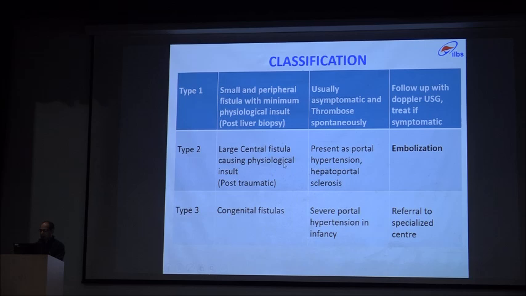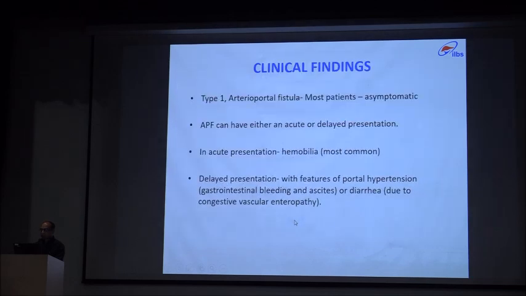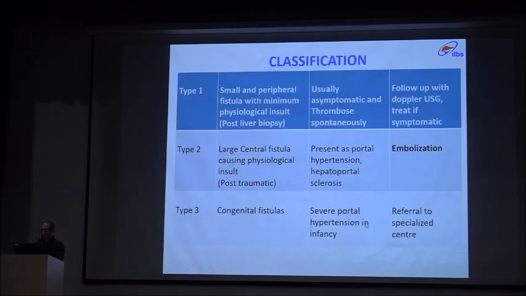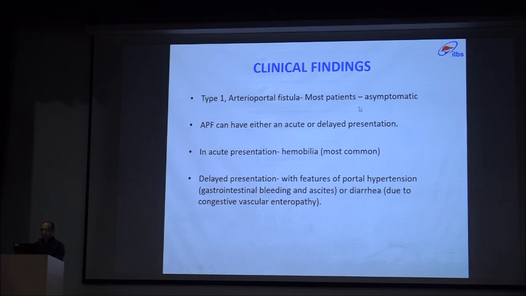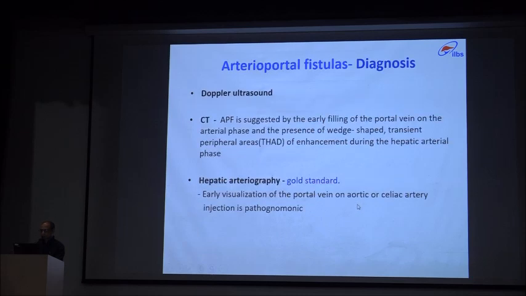Type 2 is a large central fistula which arises mostly in the trauma setting, and these patients usually present with hemoperitoneum or portal hypertension symptoms, and embolization is the recommended choice. Type 3 is a congenital fistula and requires a multidisciplinary management program. Type 1 fistula is usually asymptomatic, and type 2 or type 3 fistula may have acute or delayed presentation. In acute presentation, the patient mostly has hemoperitoneum. In delayed presentation, the patient may present with portal hypertension symptoms like bleeding, ascites, or sometimes congestive features like diarrhea.